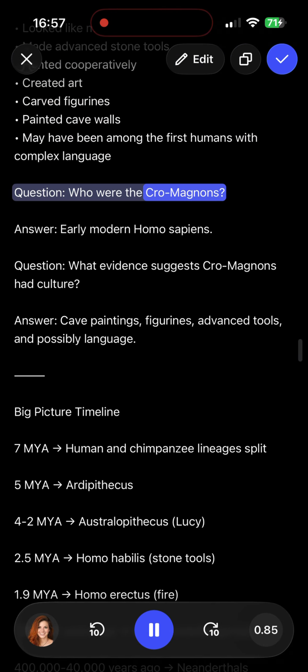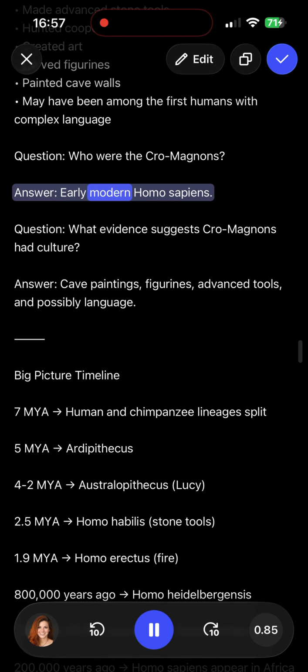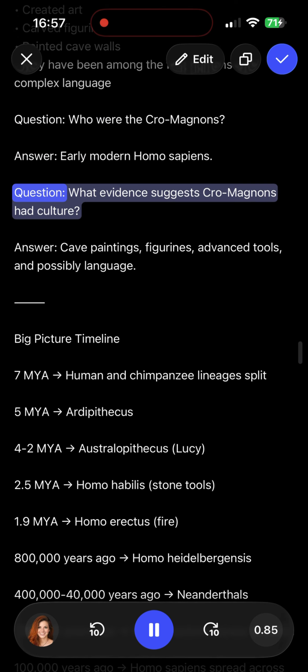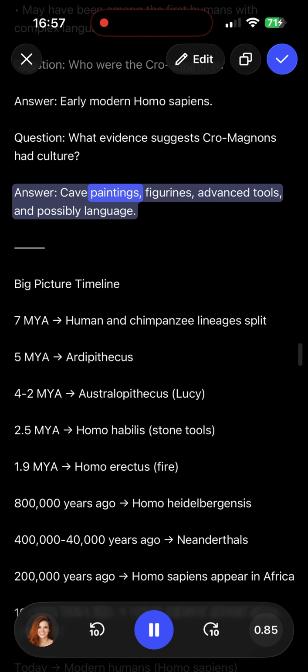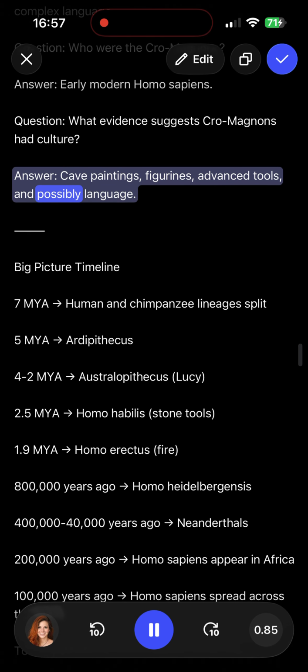Question: who were the Cro-Magnons? Answer: early modern Homo sapiens. Question: what evidence suggests Cro-Magnons had culture? Answer: cave paintings, figurines, advanced tools, and possibly language.